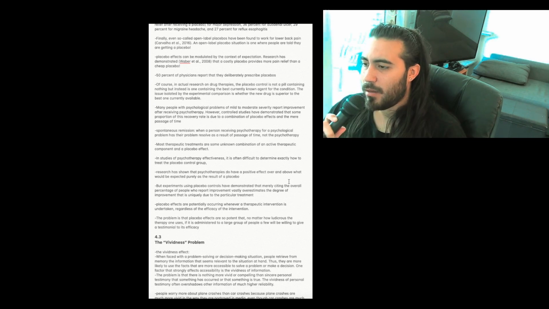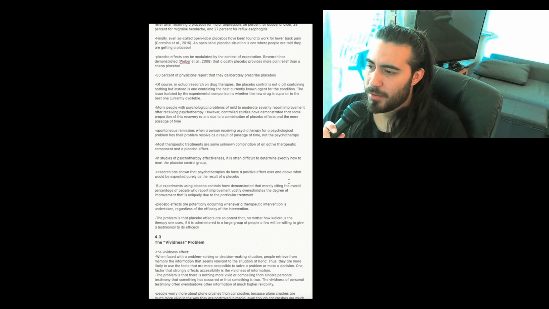Many people with psychological problems of mild to moderate severity report improvement after receiving psychotherapy. However, controlled studies have demonstrated that some proportion of this recovery rate is due to a combination of placebo effects and the mere passage of time. Spontaneous remission. Spontaneous remission is when a person receiving psychotherapy for a psychological problem has their problem resolved as a result of passage of time, not the psychotherapy.